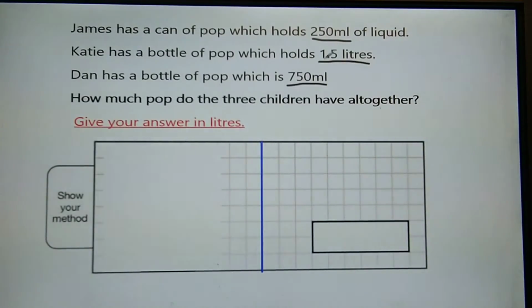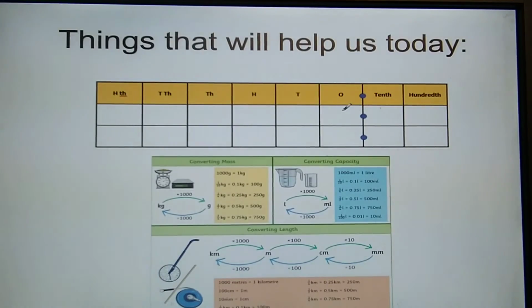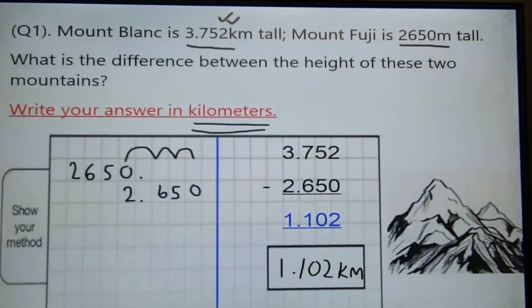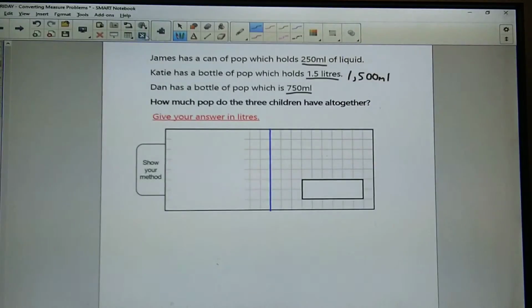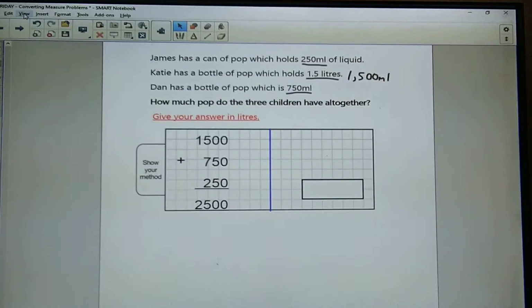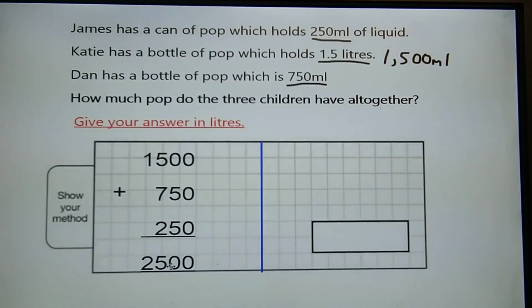I've already got this one in mils and this one in mils. So what I might do is I might turn my 1.5 litres into millilitres by multiplying by 1,000. Now, if you need to, go back to a sheet and do that. Take your 1.5 litres, multiply it by 1,000 and move each digit to the left 3 times. And that will tell you how many millilitres you have. And I'm just going to make a note there that we've got 1,500 millilitres. Now I've got my 3 measures all the same, 250 millilitres, 1,500 millilitres and 750 millilitres. I'm just going to add them up, and we can see that adds up to 2,500 millilitres.